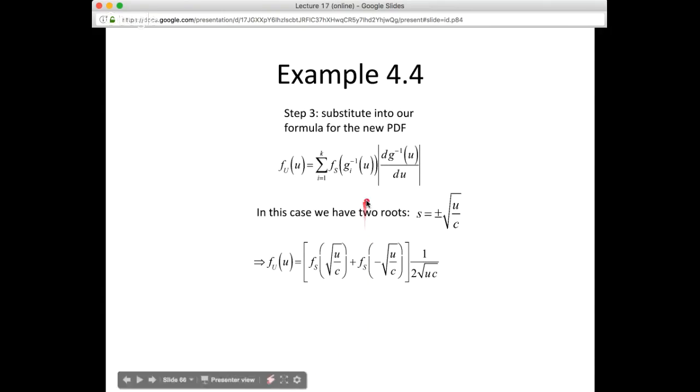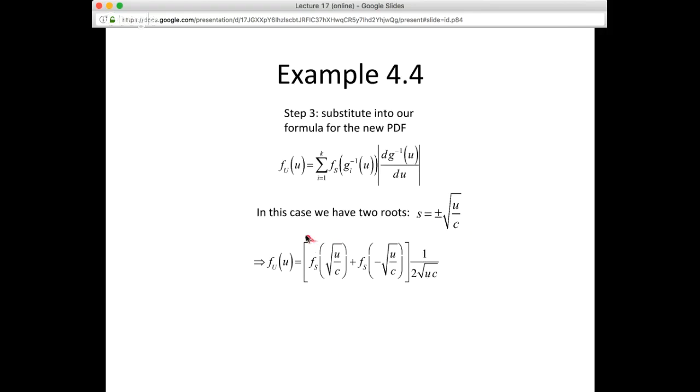So then if we come back to our formula for multiple roots, remember we basically need to take that derivative of G inverse with respect to U, substitute it in, and then we're going to have a sum over these various roots. And we only have two roots, right? S equal to plus or minus square root U over C.